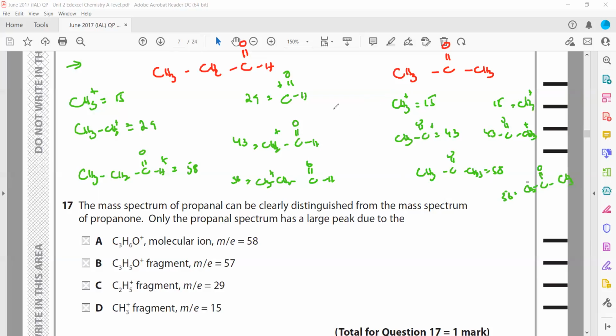So these are the fragments. We have to work out which one we can distinguish. 58 is here. 58 is this one as well. So we cannot distinguish.